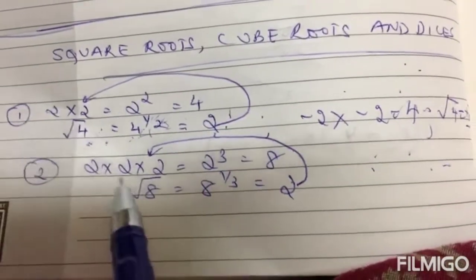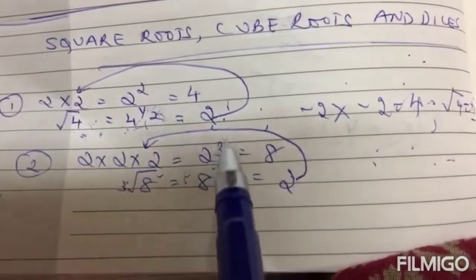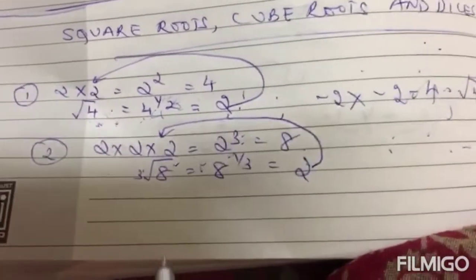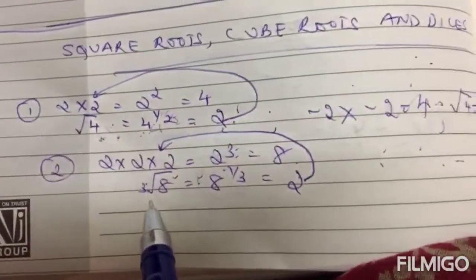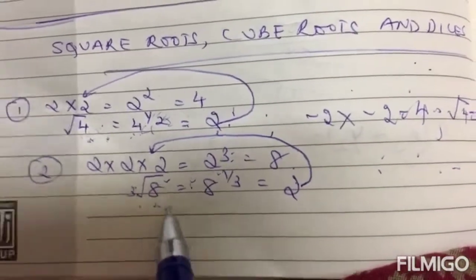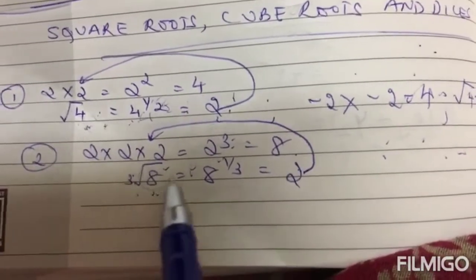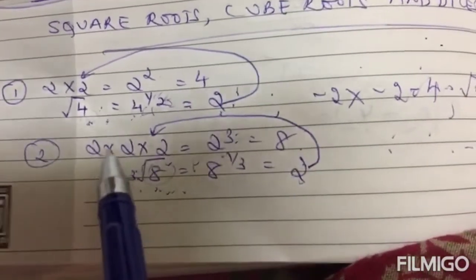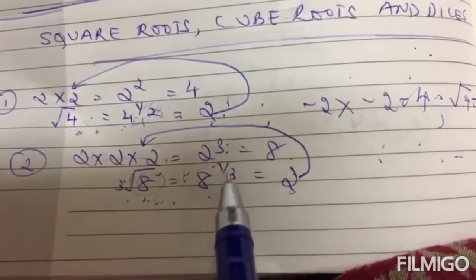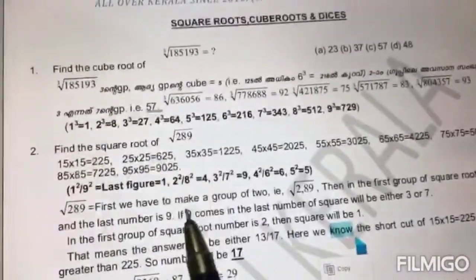Now 2 into 2 into 2 can be written as 2 raised to 3 or 2 cube, and that is equal to 8. What is cube root of 8? Cube root of 8 is nothing but the number which when multiplied by itself 3 times gives this number 8. So what is that number? Obviously it is 2. And cube root of 8 can be written as 8 raised to 1 by 3. Alright, now let us do number 1. It is similar to number 2.